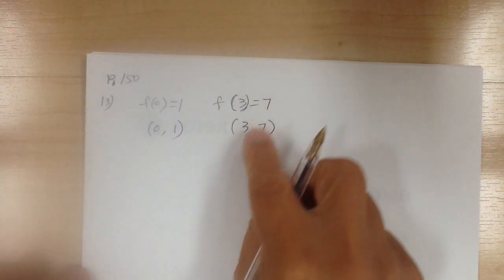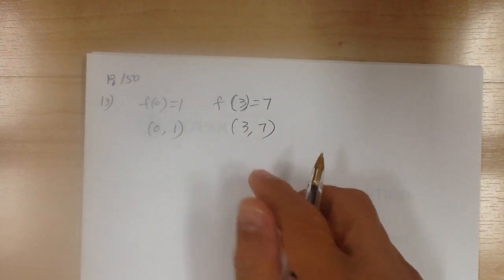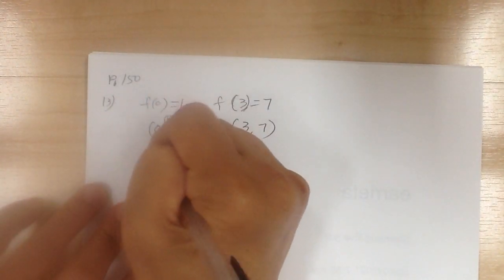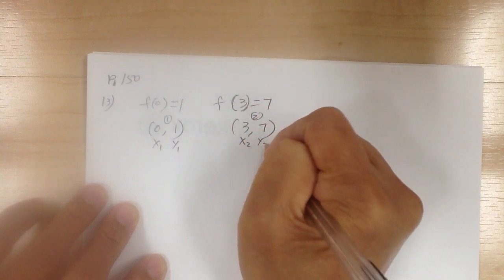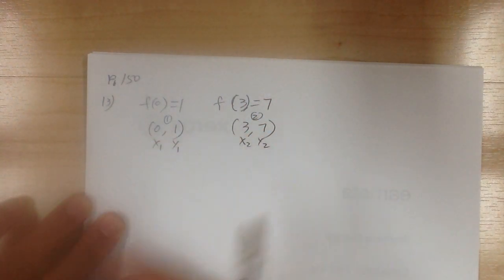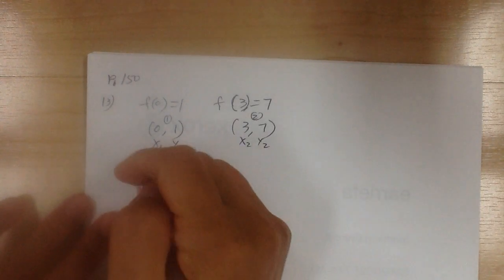Okay, so again, whatever you see is whatever you get. So this is point 1, so that's your x1, y1. This is point 2, so that's your x2, y2. Right? So you got 2 points. So first, let's go ahead and get the slope.